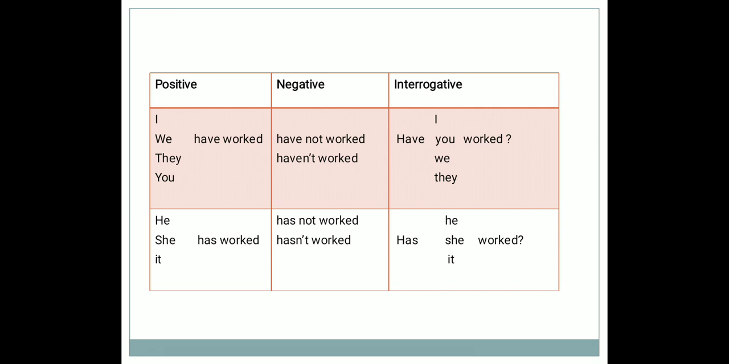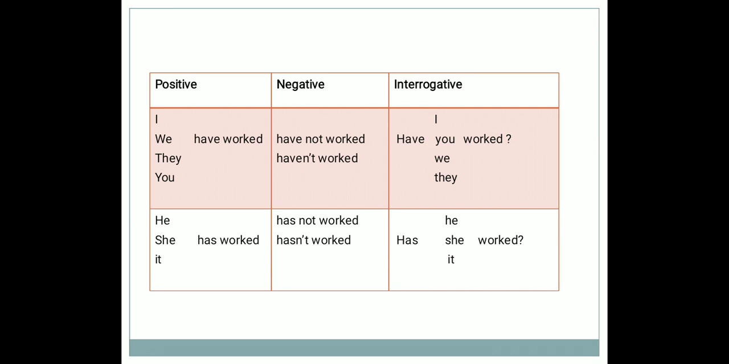Now let's see what happens when we make all of these negative. Let's see examples. I have not worked, we have not worked, they have not worked, you have not worked. He has not worked, she has not worked, it has not worked. What did we do? We just added not after has or have. If you want to use contraction form, then you can say haven't, hasn't instead of have not and has not. Okay, it's very easy.